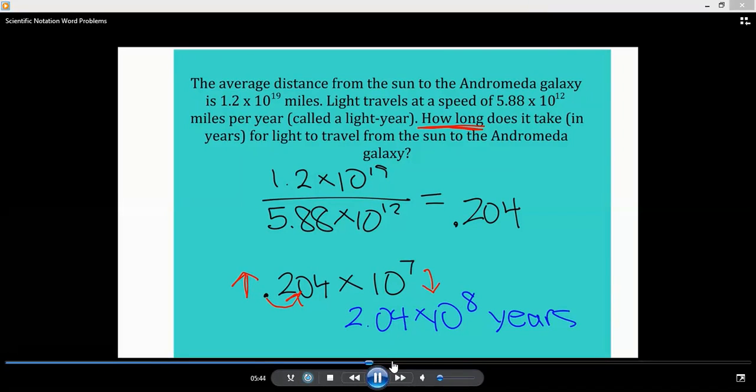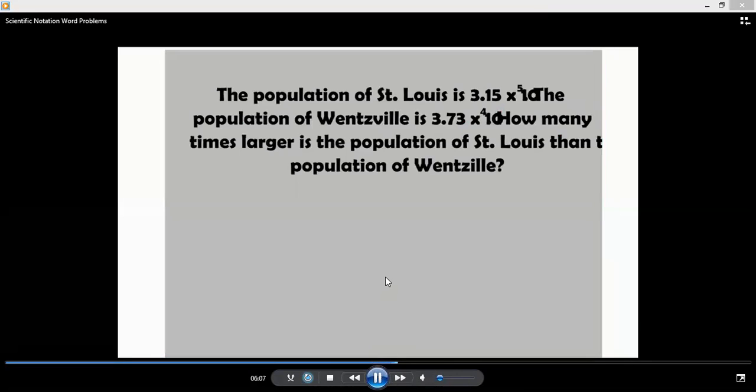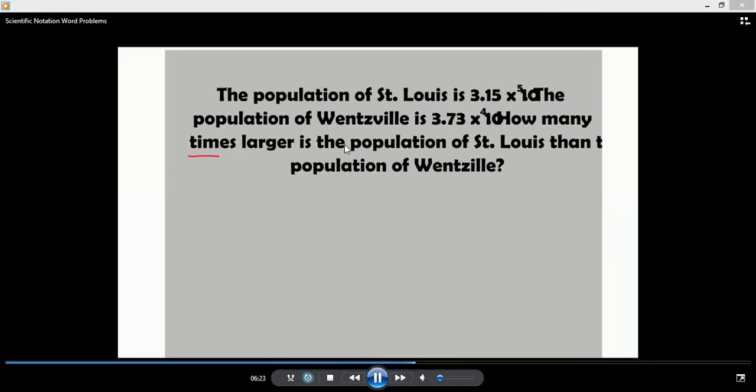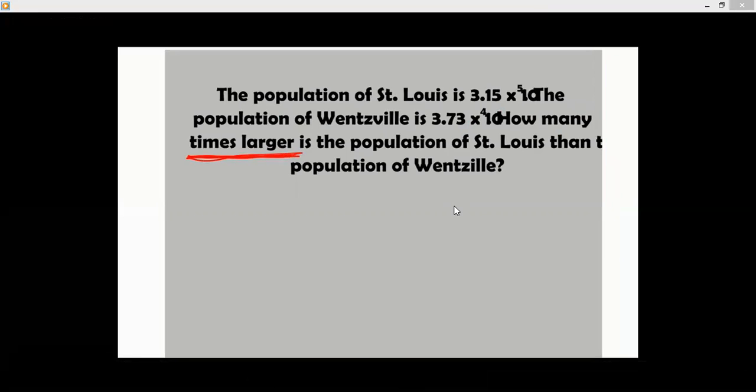Another question. The population of St. Louis is 3.15 times 10 to the power of 5. The population of Wentzville is 3.73 times 10 to the power of 4. How many times larger is the population of St. Louis than the population of Wentzville? So how many times, which operation are we going to use in this question? We are going to use division.